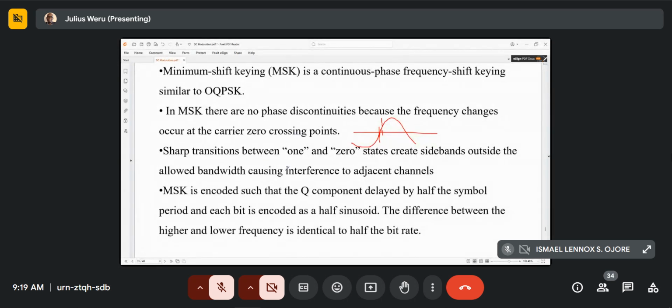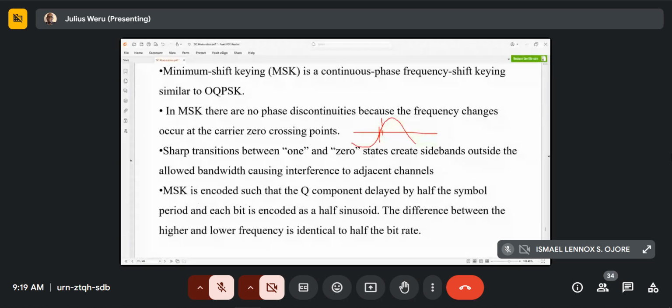Because these phase discontinuities end up creating harmonics and sidebands outside the allowed bandwidth. So you don't want those sidebands, and you avoid the phase discontinuity. Again, unless you go back to the mathematics, it may not be intuitive.